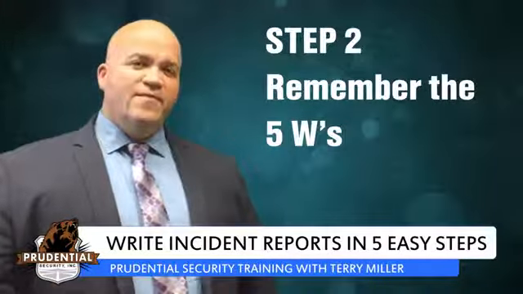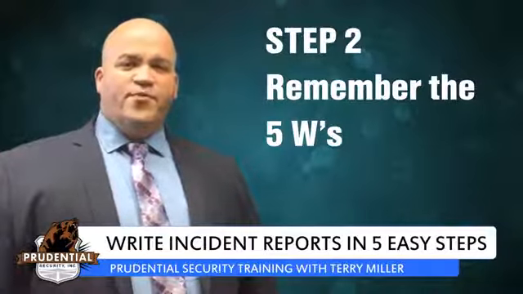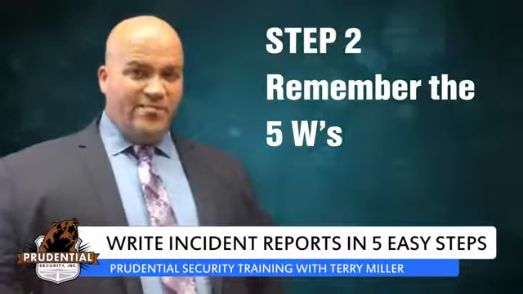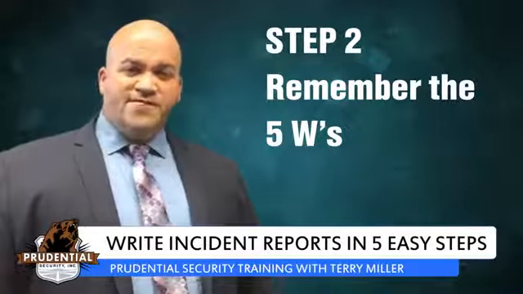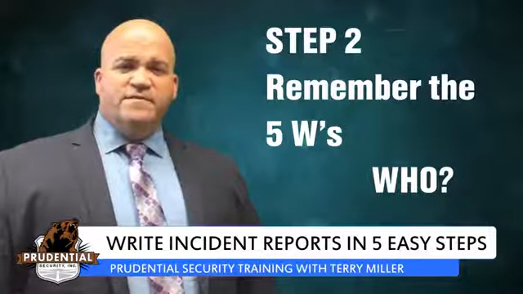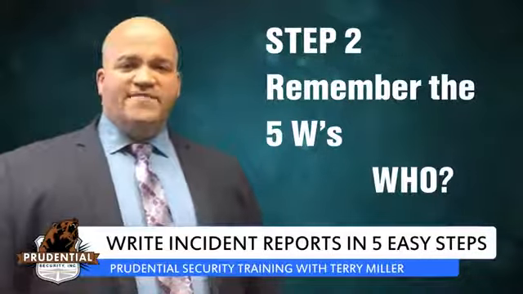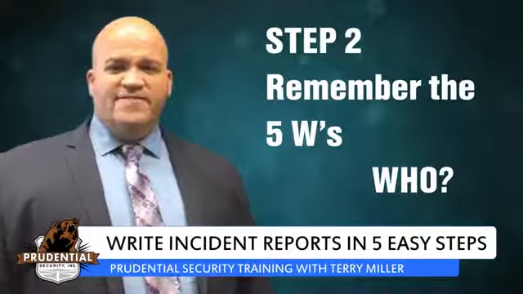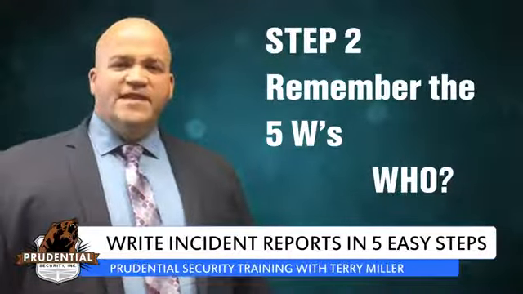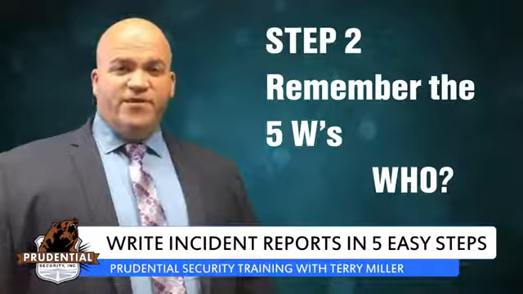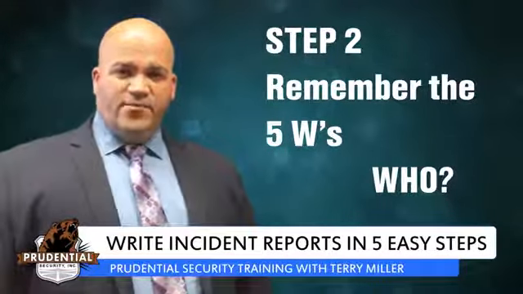Step 2, remember the 5 W's of report writing. A nice way to capture the most important details is to remember these 5 W's. The first being who. Who were the people involved? Who else witnessed the events? Did you get their contact information and other relevant information about them? If you didn't get their names, describe their physical characteristics, but avoid using offensive language to describe people.